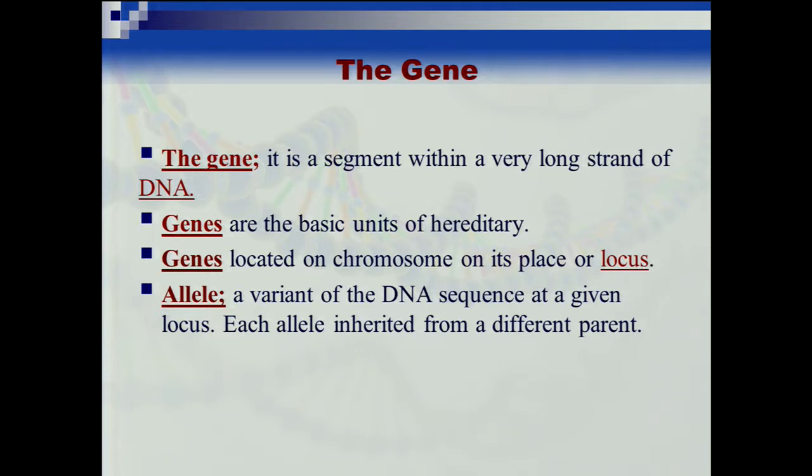So we talked about the gene. The gene is a segment within a very long strand of DNA. Genes are located in the chromosome at their locus. So what is an allele? An allele is a variant of a DNA sequence that is present at a given locus. So when you have two parents, each one has a particular allele.